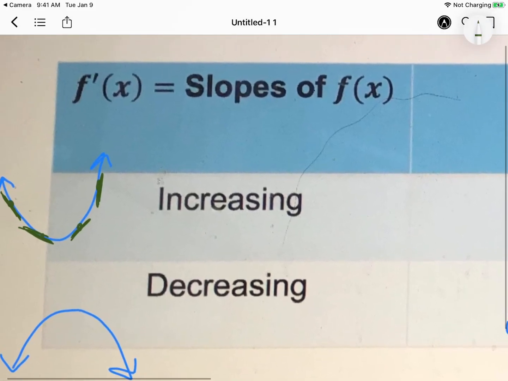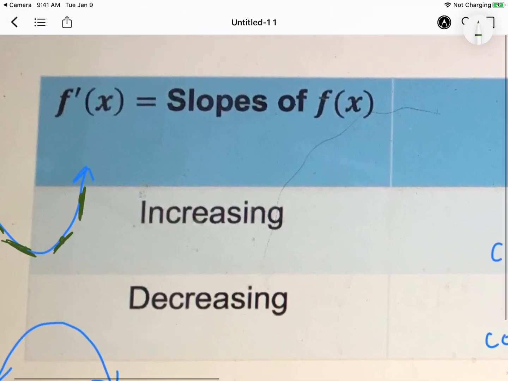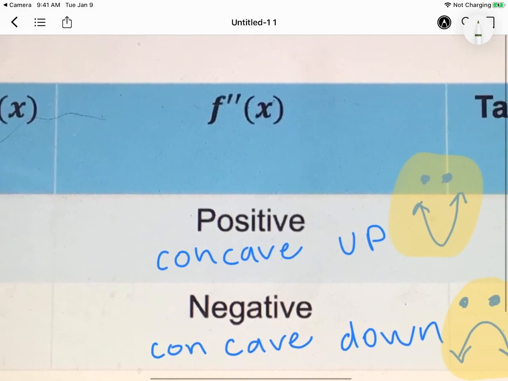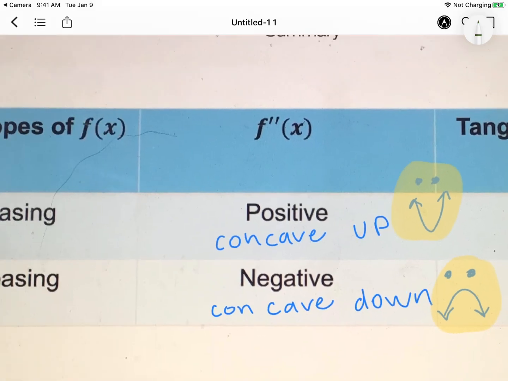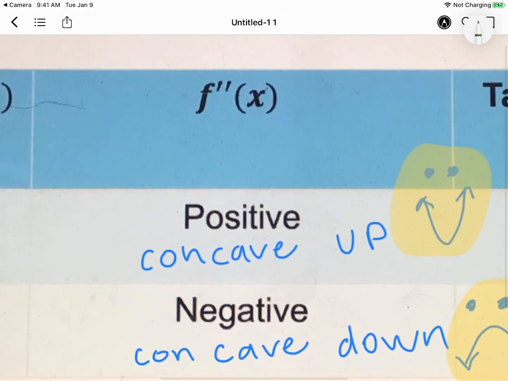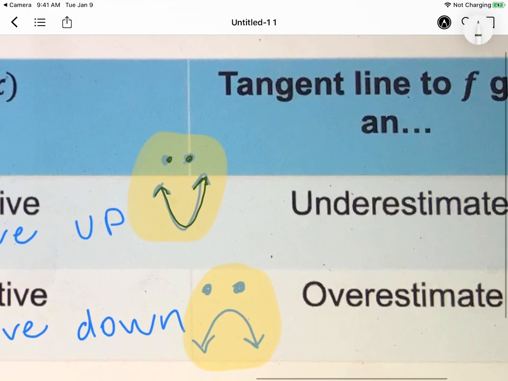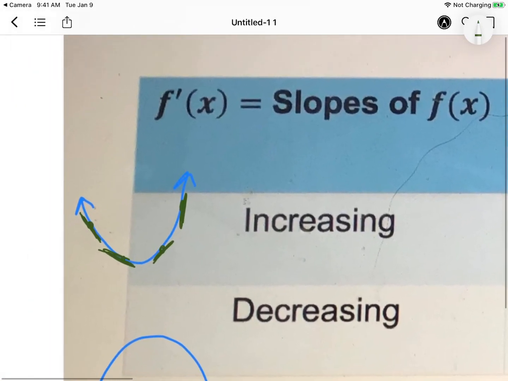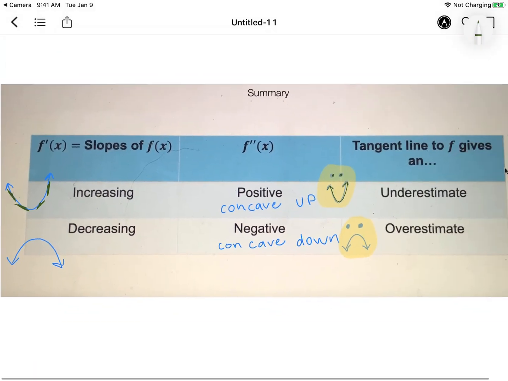Since the slopes are increasing, that means the second derivative is positive. So when the second derivative is positive, we call that concave up. And so I drew that little smiley face, which refers to concave up. And then you know that your estimate is an underestimate. And you can see all the tangent lines that I drew are under the curve. So it's an underestimate.